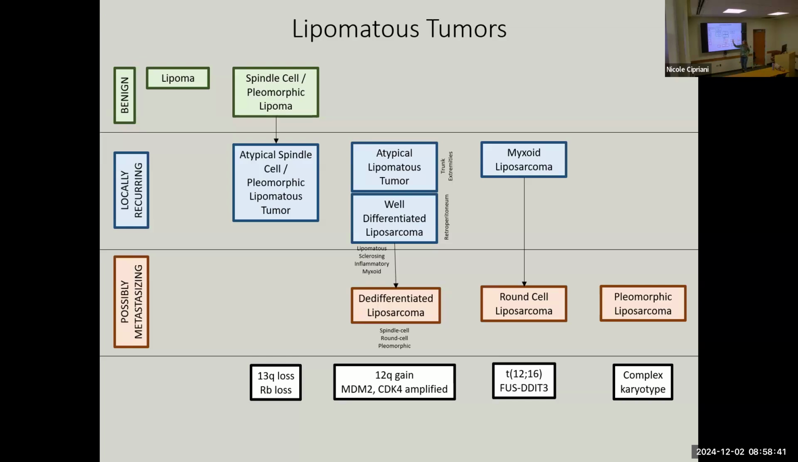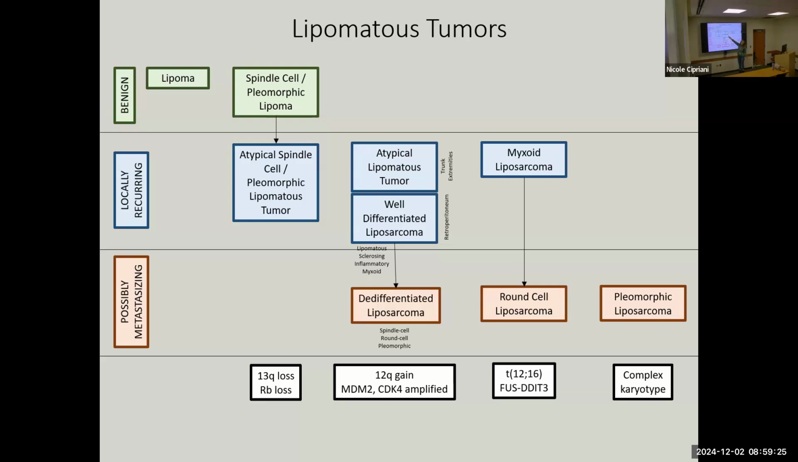Do they have a locally recurring but non-metastatic counterpart, this intermediate category? Do they have a high-grade, malignant, potentially metastasizing counterpart? And what is their genetics? Generally, you can split the clinically important fatty tumors into these boxes. So it's either a totally benign lipoma, a spindle cell or pleomorphic lipoma, or one of these atypical spindle cell pleomorphic lipomatous tumors that have some increasing cytologic atypia, but none will metastasize, and they all have a retinoblastoma loss. Then you have atypical lipomatous tumor or well-differentiated liposarcoma, whether you're in the trunk, extremities, or the retroperitoneum.